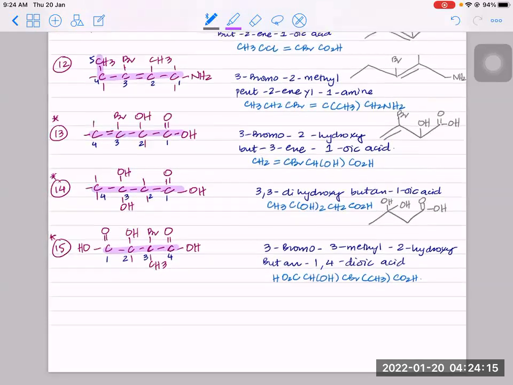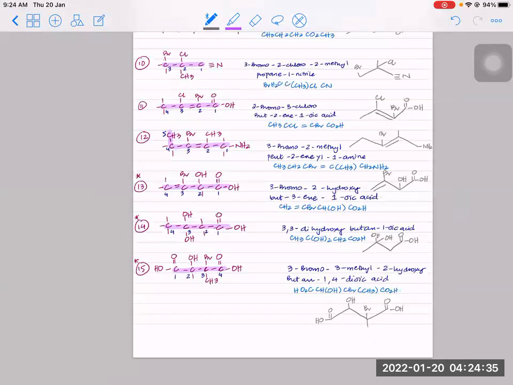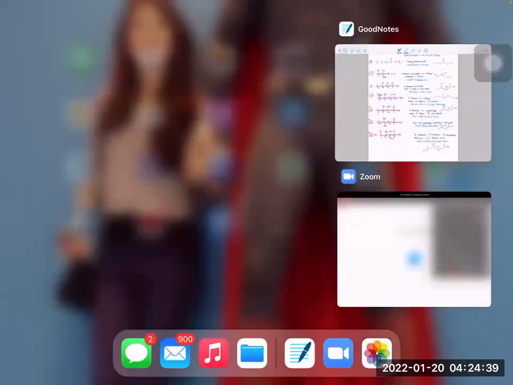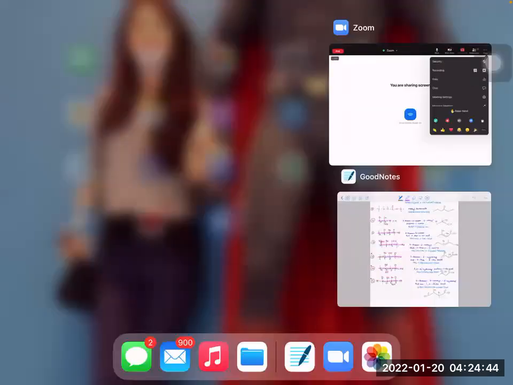Then number 15, you have 4 carbons in the main chain. Double bond OH. This would be a Br, a CH3. This would be an OH. This would be double bond OOH. Clear? Is this understood? Do you all get the skeletal formulae, or to write the skeletal formulae for all of these compounds?